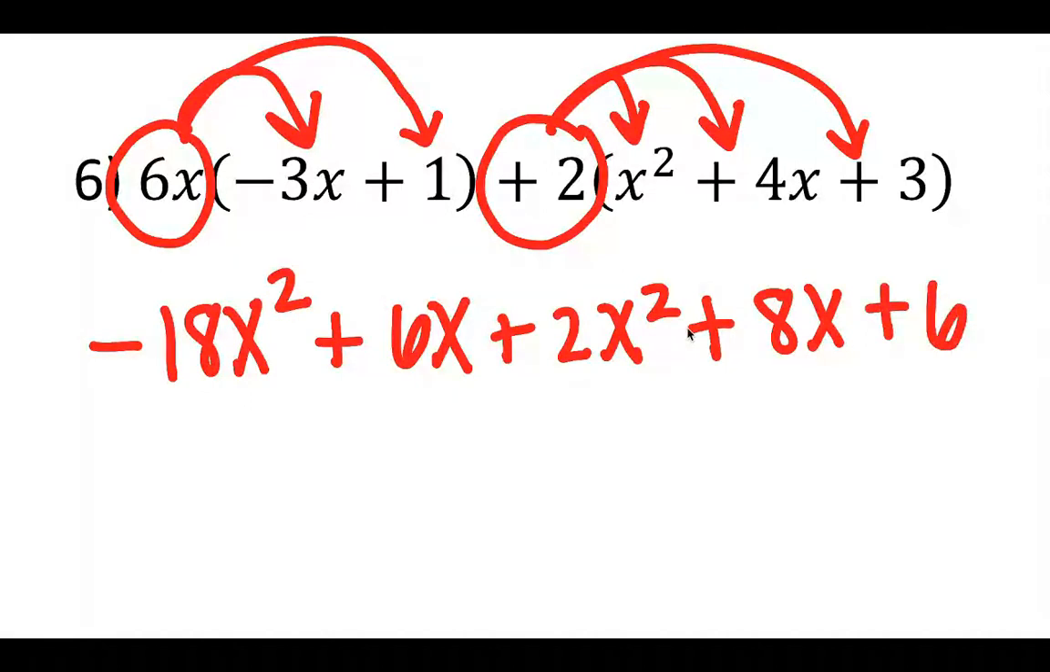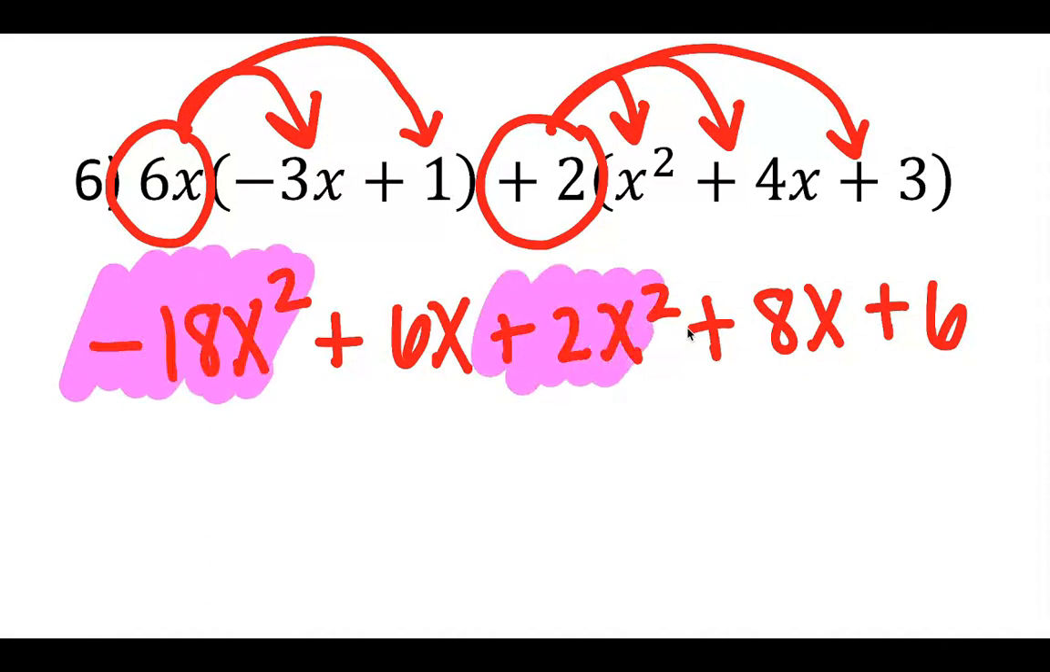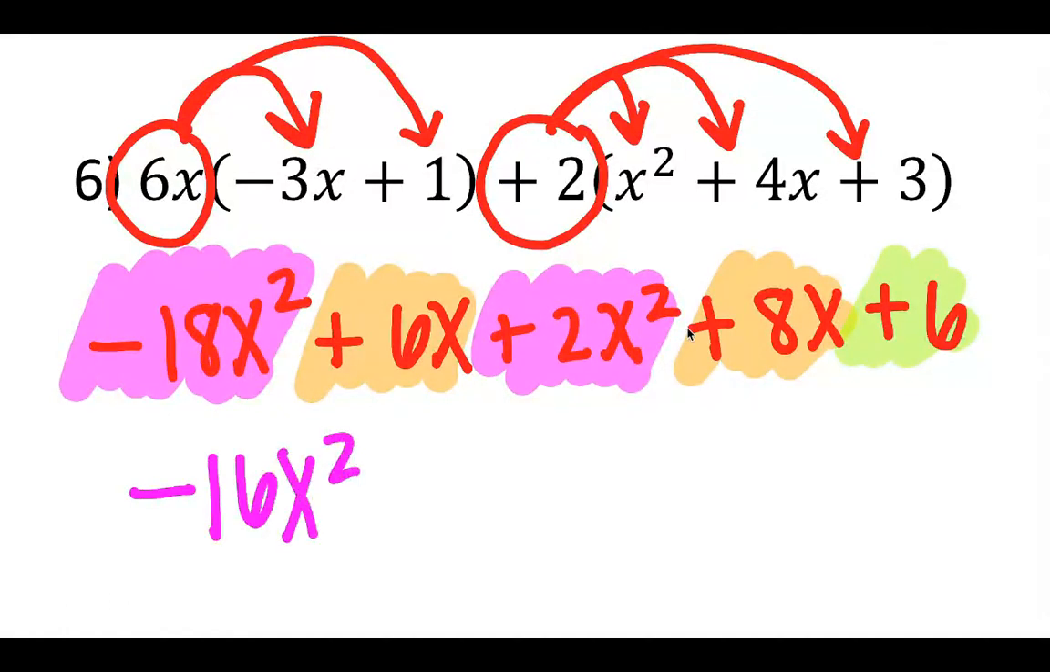Then I start doing all my like terms. X squareds in pink. Then I've got my x's and my constants, which I only have one of those. Okay, so negative 18x squared plus 2x squared is going to be negative 16x squared.